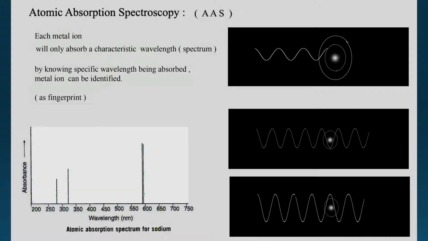So in this example, here you show the wave frequency absorbed here, here, and here. And from this characteristic frequency being absorbed, you can identify it is sodium. That's why we say AAS is so specific, it can only absorb its own type of frequency.